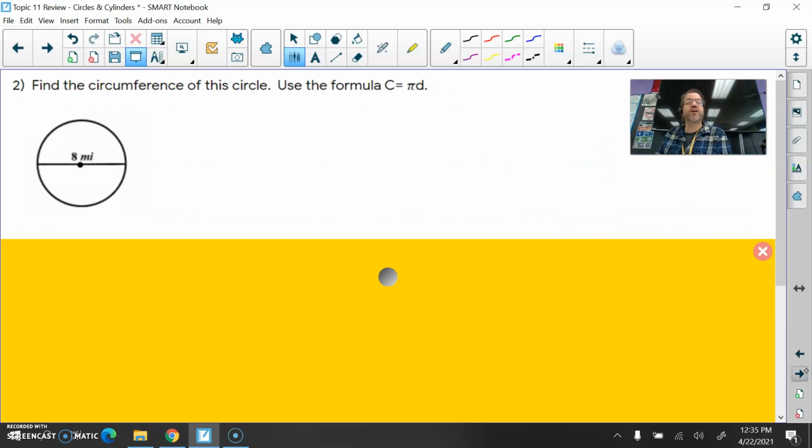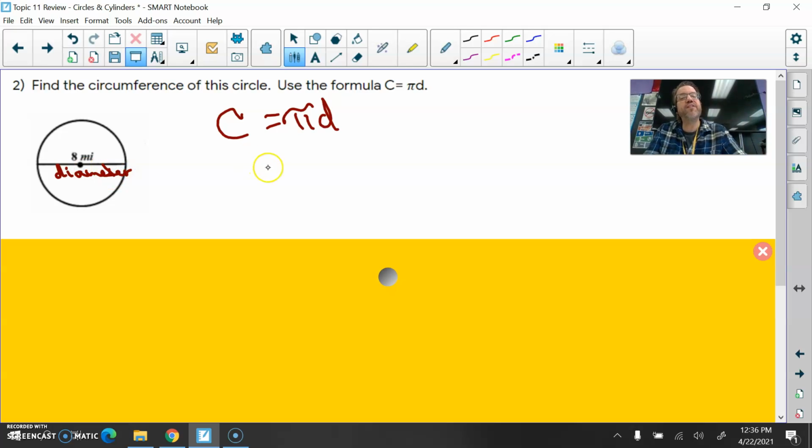Number 2, find the circumference of this circle and use the formula C equals pi d. Throughout this topic 11 quiz, you will be provided with any formulas that you need to use. But it would be good to memorize this formula. It's a very short formula. C equals pi d. All right, so let's find the circumference. Do we know what d is? This 8-mile measurement here is going all the way across the circle, so that is our diameter.